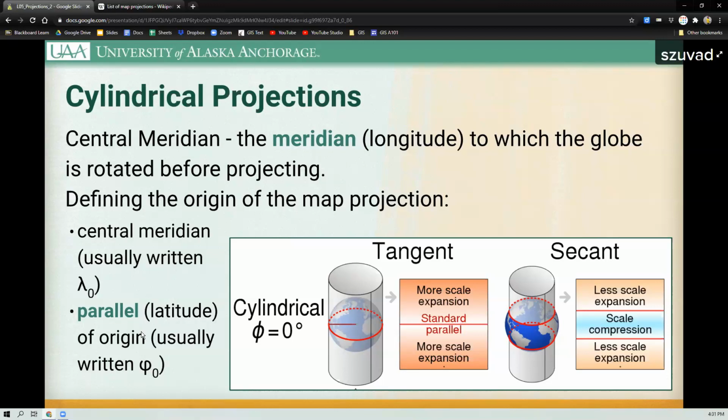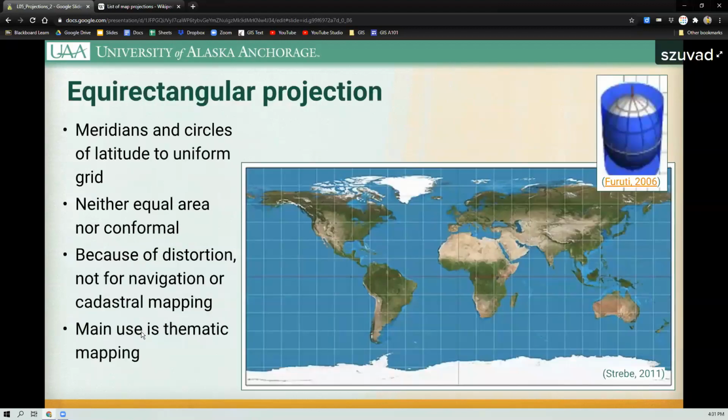So the two pieces of information that you need to collect is the meridian at which you're facing. So that's whether it's the Greenwich meridian or you've rotated around, so you have the United States or Alaska centered, and then the parallel, which can either be a single standard parallel or, in the case of the secant, two standard parallels. So this is the one that we mentioned earlier, the equirectangular projection.